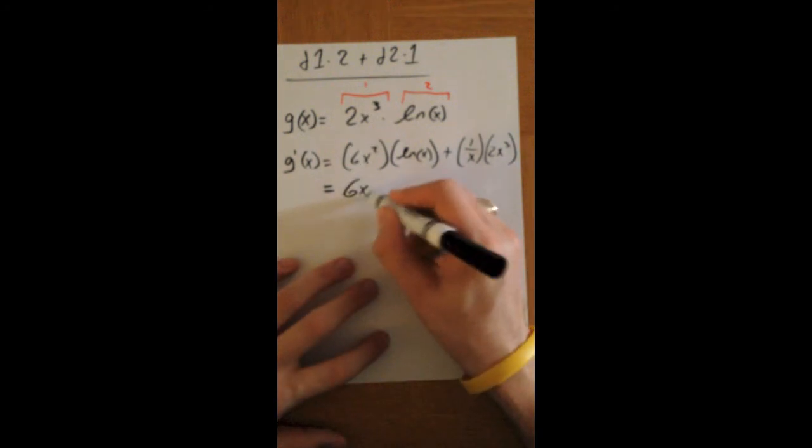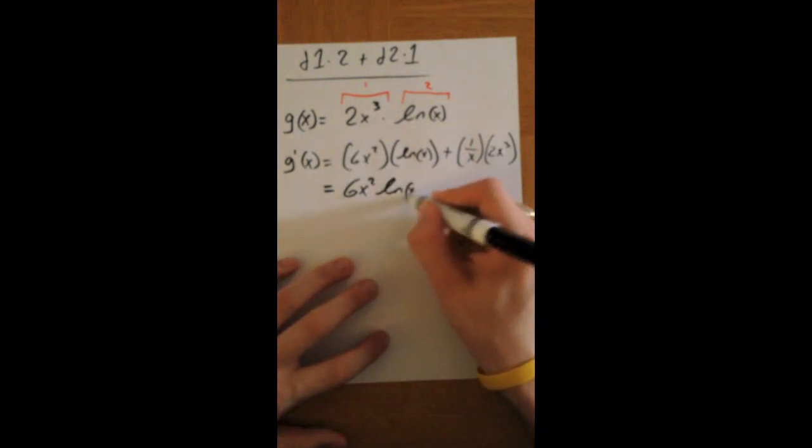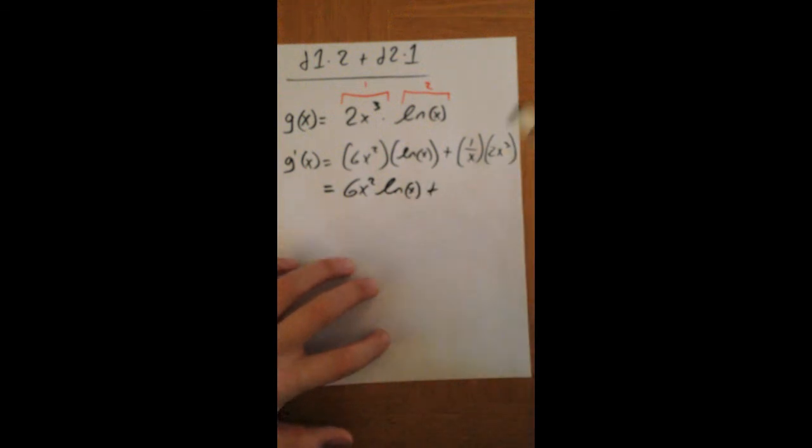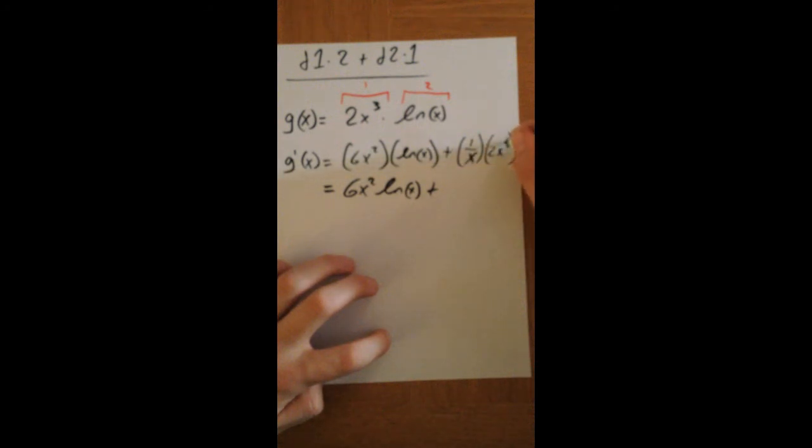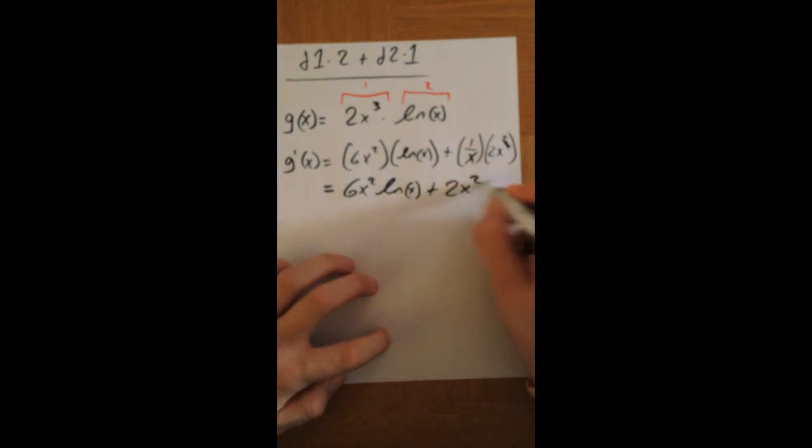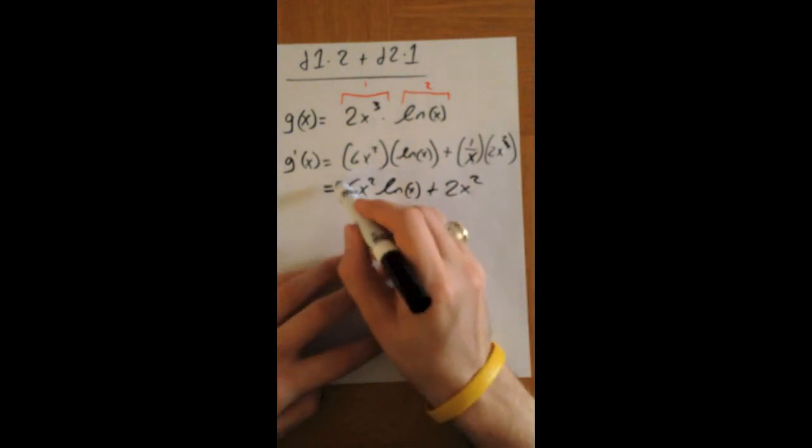Okay, so simplifying all of that, 6x squared times ln of x, there's nothing in common here, so we'll just go ahead and keep it as 6x squared ln of x. And we'll add that to 1 over x times 2x cubed. So we'll have an x in the numerator and an x in the denominator. So we can go ahead and cancel out at least one of these x's. That will make it 2x squared, and that is in its simplest form.